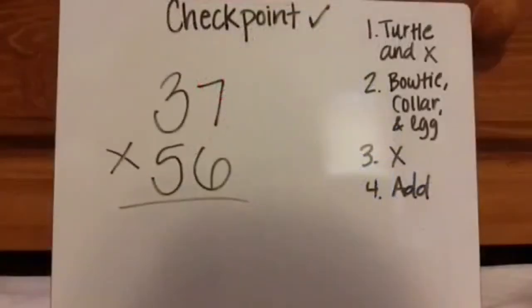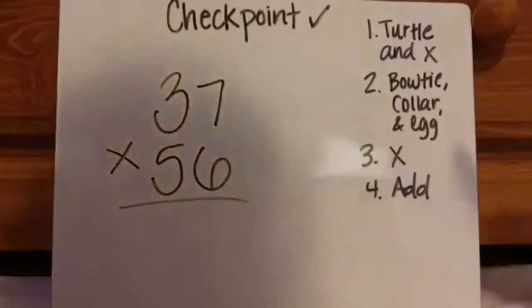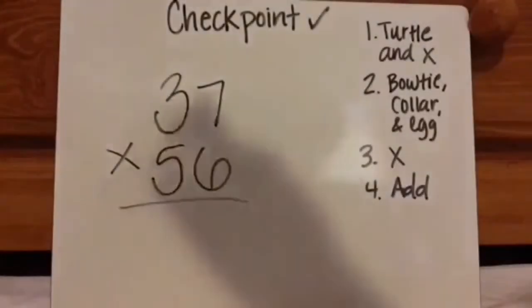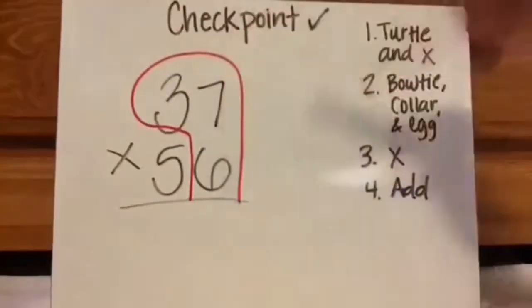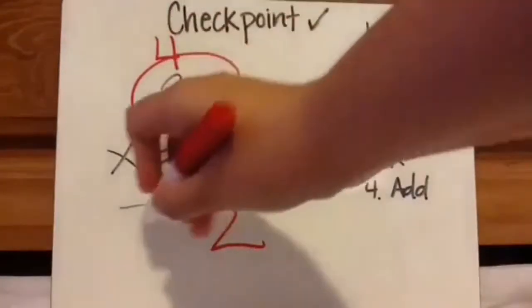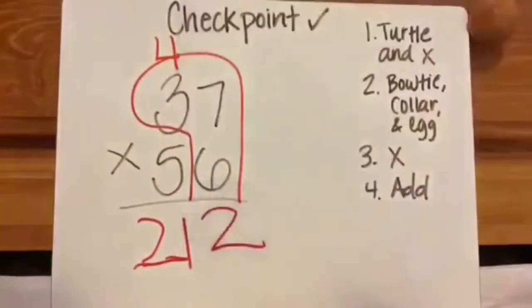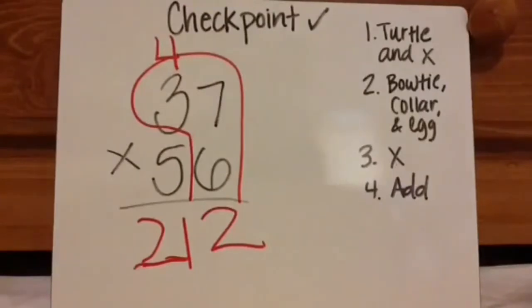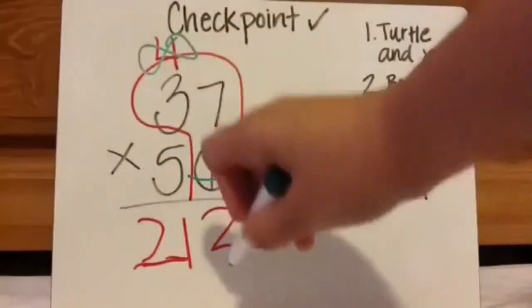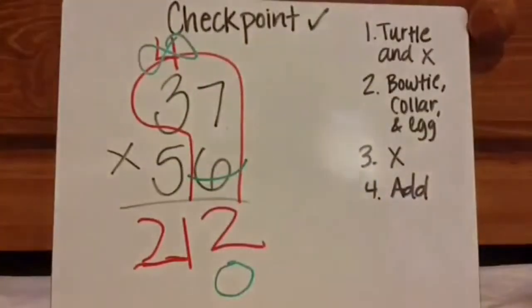Let's get started. Okay, it's time for checkpoint. I went ahead and just wrote the steps out on the side. This is the problem I want you to do. Press pause, work it, and then press play. Okay, step 1. Draw the turtle and multiply 37 times 6. Okay, 212. Step 2. Bow tie, collar, egg, or a bow, or whatever you want to call it.